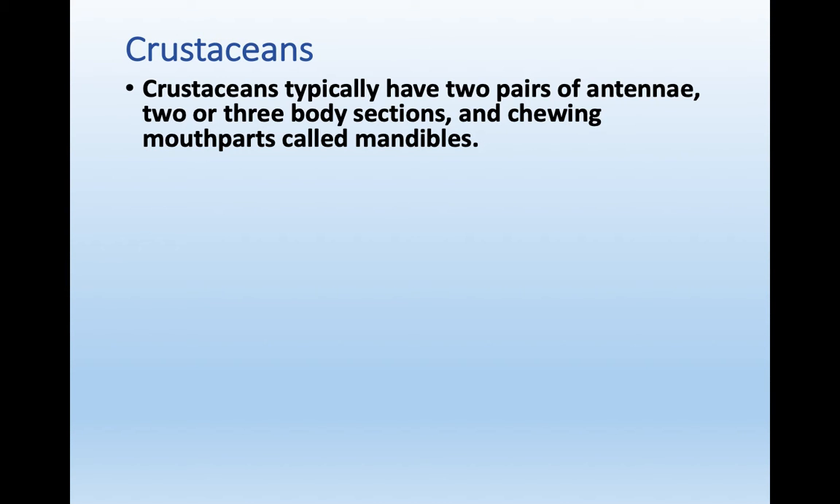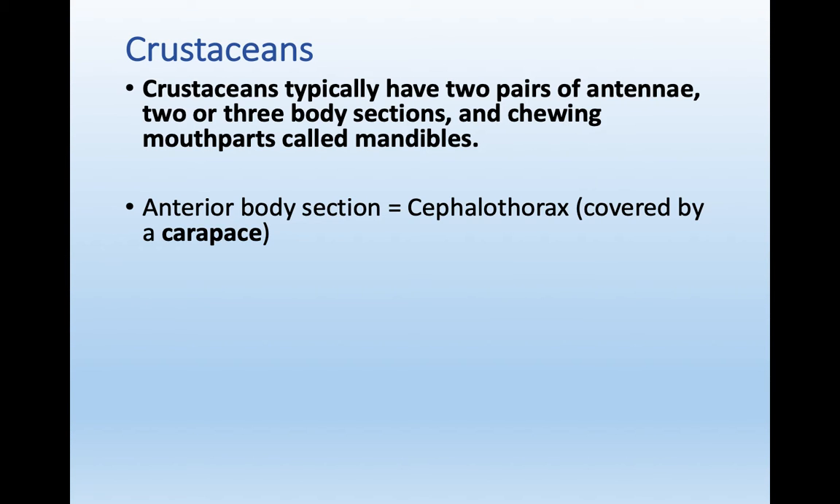Okay, in terms of main body plan for crustaceans, they typically have 2 pairs of antennae, 2 or 3 body sections, and their mouth parts are chewing mouth parts called mandibles. If you were to look at the body sections of a crustacean, we're going to use the crayfish as an example. There are generally 2 of them, especially when we're thinking of lobsters, crayfish, and shrimp.